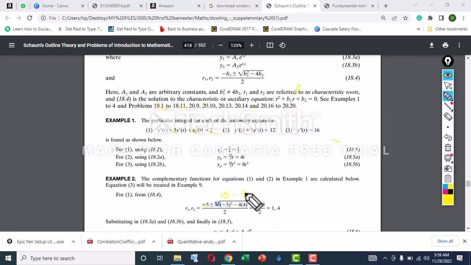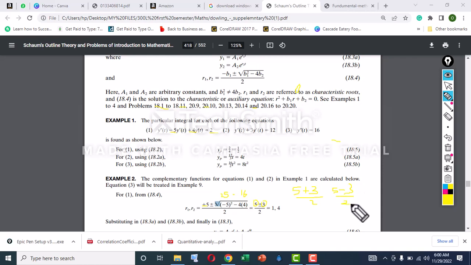So 25 minus 16 is actually what? 9. Square root of 9 is 3. So that's why they get the 3 here. So this 5 here now becomes this. Then the plus or minus is in the middle, everything over 2. So you are now going to separate it. R1 will now be equal to 5 plus 3 over 2, and R2 will be equal to 5 minus 3 over 2.